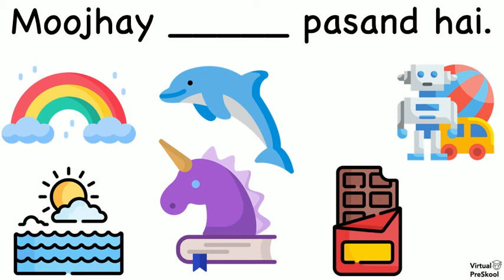Okay, now let's try the ocean. The ocean in Hindi, we say sagar. Sagar. But you can just say ocean if that's too hard to remember. So how would you say, I like the ocean?